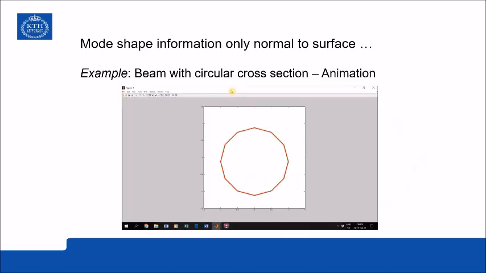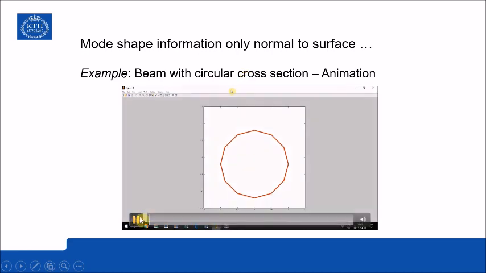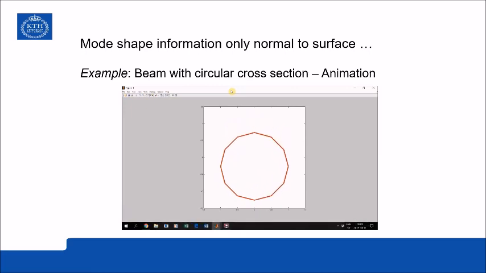So if we now animate the motion of the circular cross-section, it will look something like this. As you can see, it's, as expected, undeformed, and it moves up and down around its undeformed state.